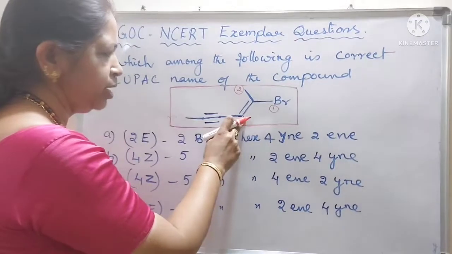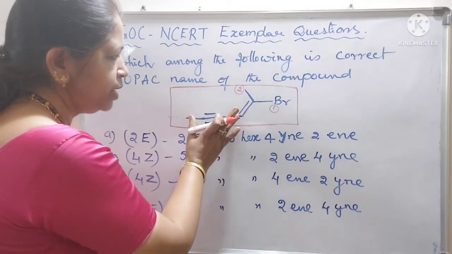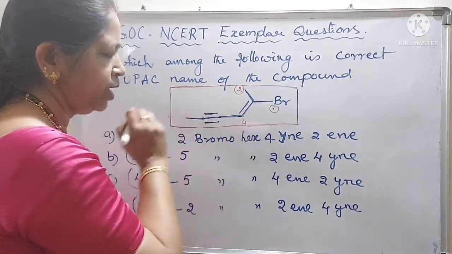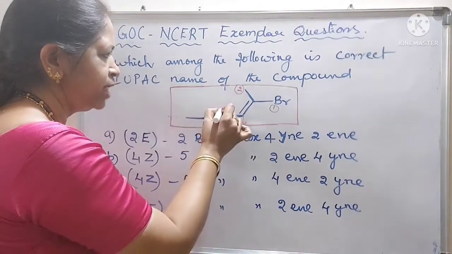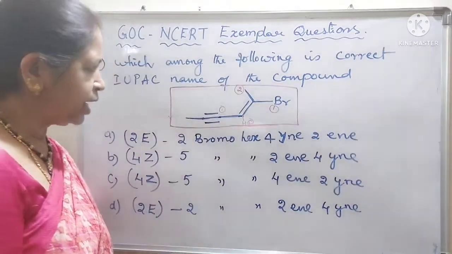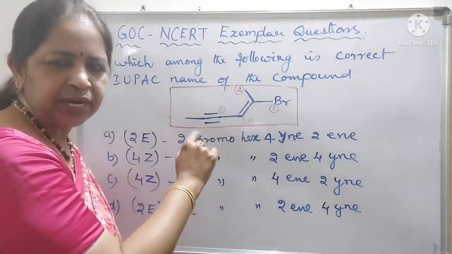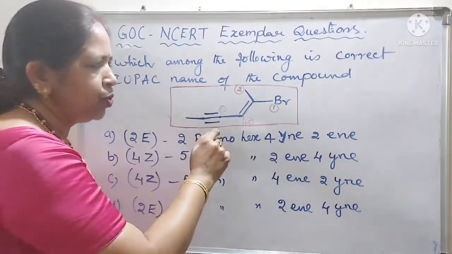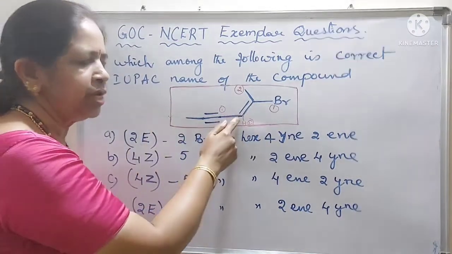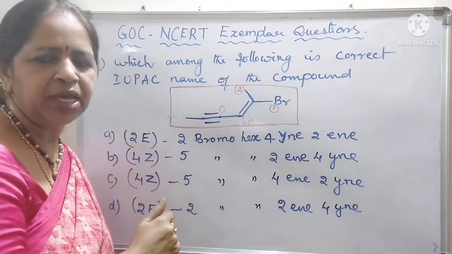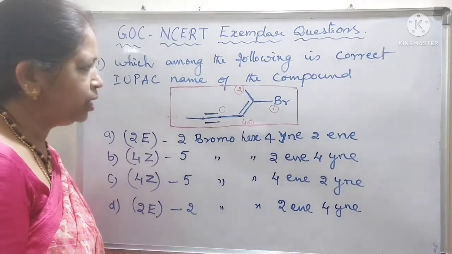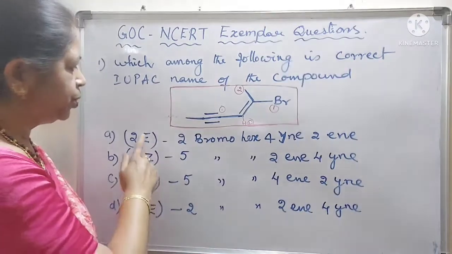And on this carbon, this entire group is present on one side and hydrogen is present on the other side. So this entire group gets the first priority and hydrogen gets the second priority. First priority groups are lying on the opposite side of the double bond. So as the first priority groups are lying on the opposite side, the configuration is assigned E configuration. E means entgegen, which is opposite. Okay. So it is 2E.